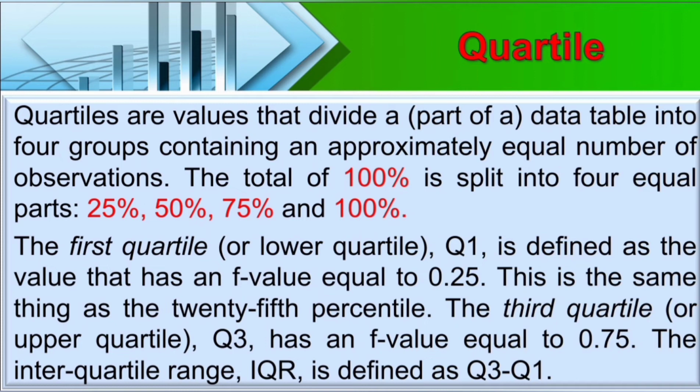The first quartile or lower quartile, that is Q1, is defined as the value that has an F value equal to 0.25. This is the same thing as the 25th percentile. The third quartile or upper quartile, that is Q3, has an F value equal to 0.75. The interquartile range IQR is defined as Q3 minus Q1.